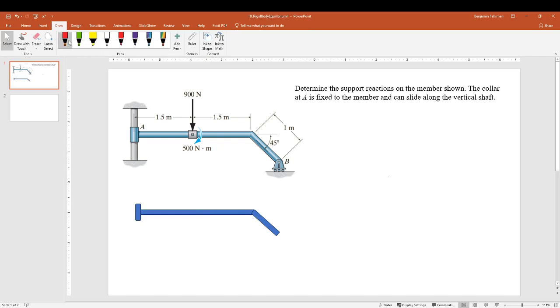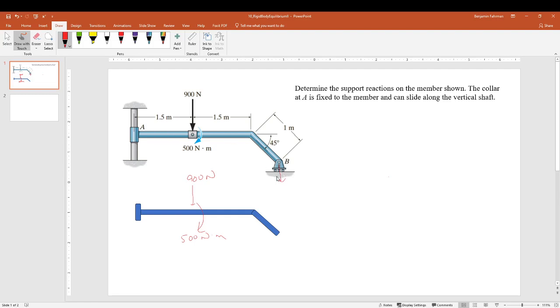So first we should draw the body, which I have here. We need to add this 900 Newton force, 900 Newtons. We need to add this couple moment, 500 Newton meters. And we can look this up in the table if you want, but let's just think about what this support is actually doing. The only thing that this support can do is prevent this member from moving downward, right? It stops this thing from moving downward.